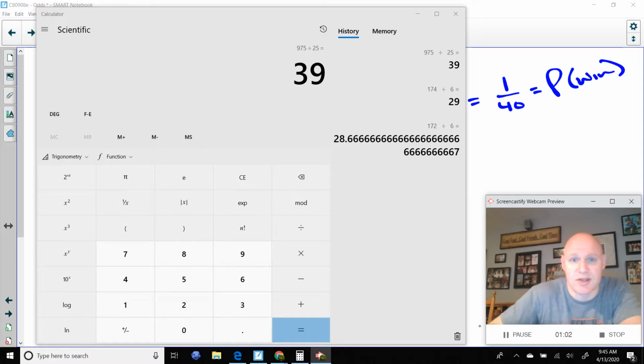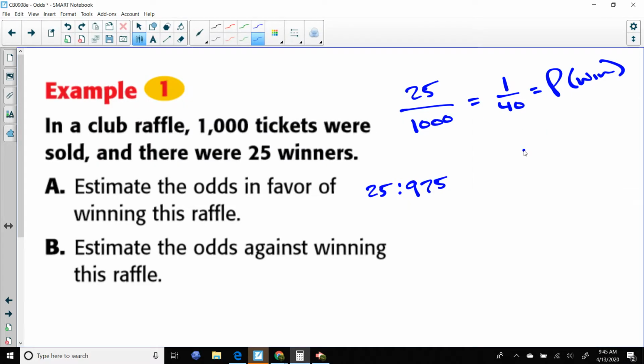All right. So as you can see, we did 975 divided by 25. We got 39. And so this is going to reduce to 1 in favor and 39 out of favor, which makes sense because it's 1 out of 40. So I just subtracted 1.